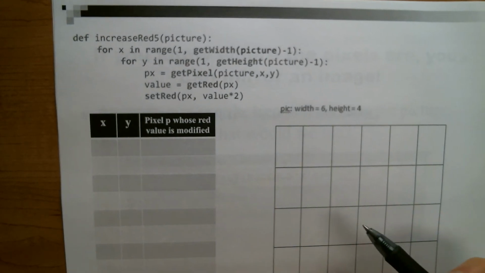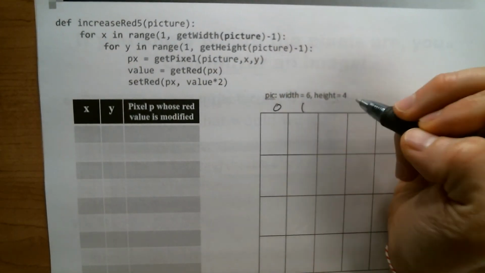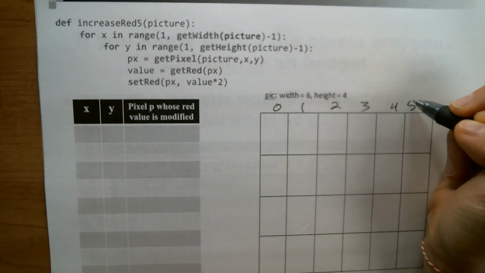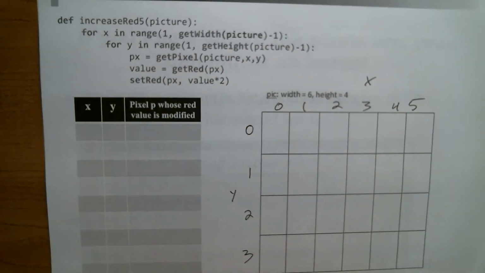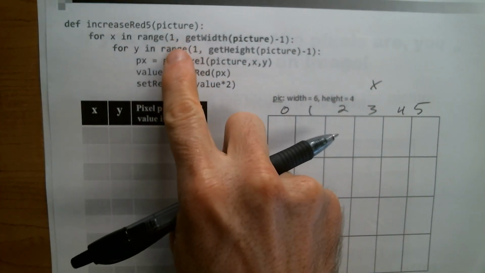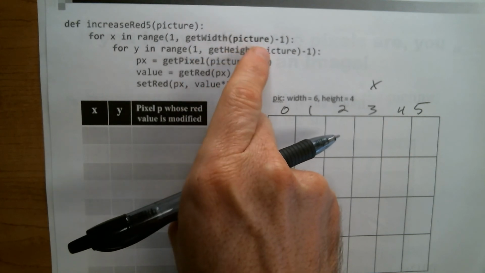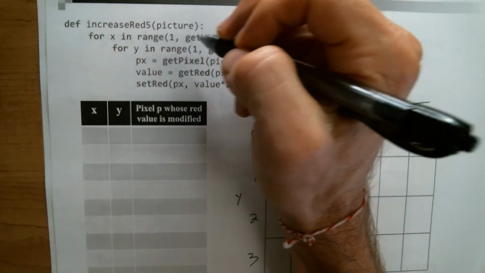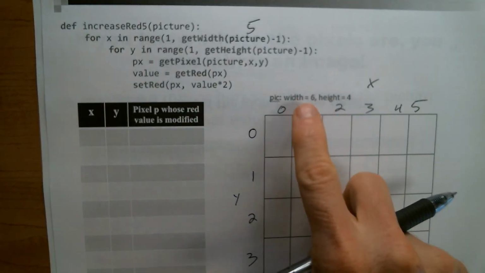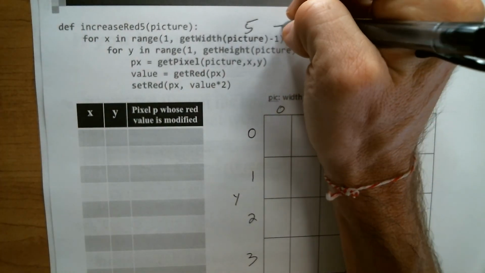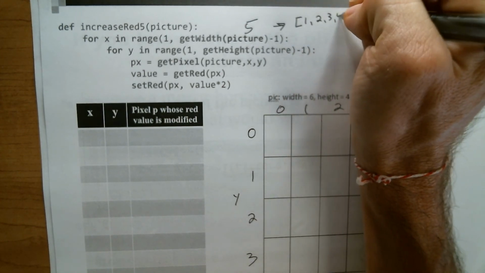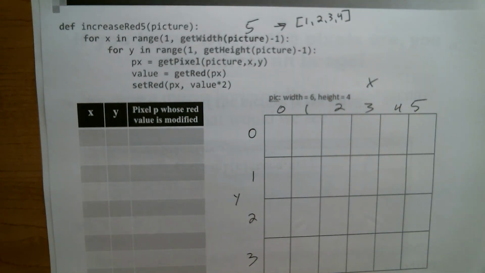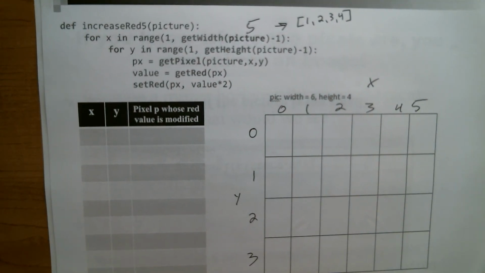All right, so we have our picture. Again, I'm going to throw on the coordinates just to make sure we don't make a silly mistake. 0, 1, 2, 3. These are my X's. These are my Y's. The range is from 1 to get width of picture minus 1. So that means my range is from 1 to 5 because the width of the picture was 6. And if my range is 1 to 5, that means the numbers that I'm getting are 1, 2, 3, and 4. There's a lot to keep track of and keep straight in your head with the minus ones and the ranges.